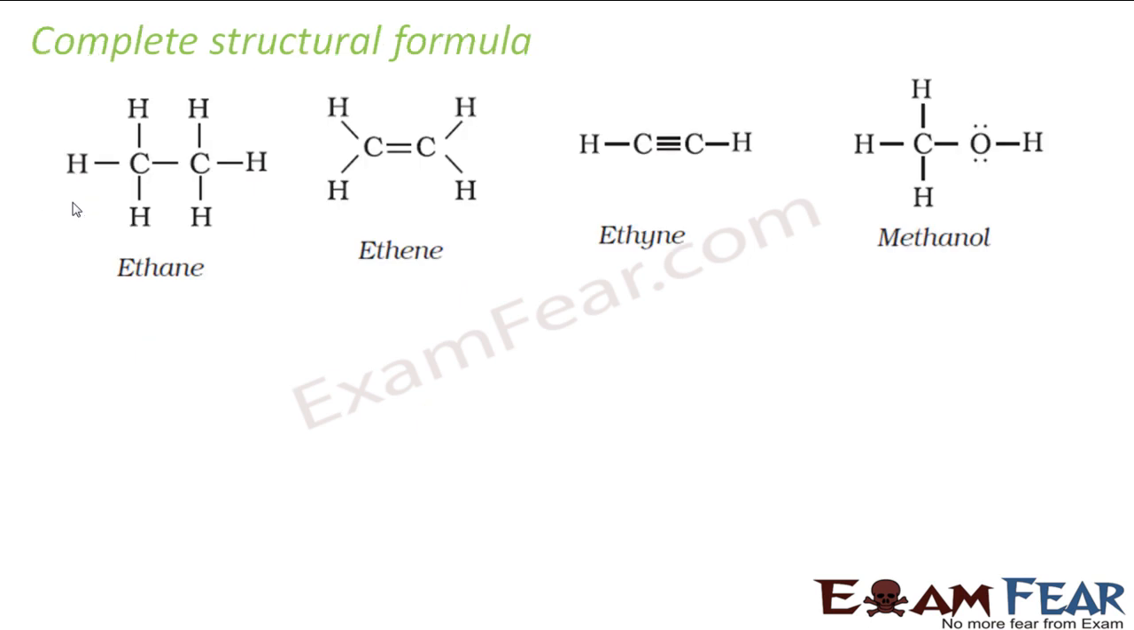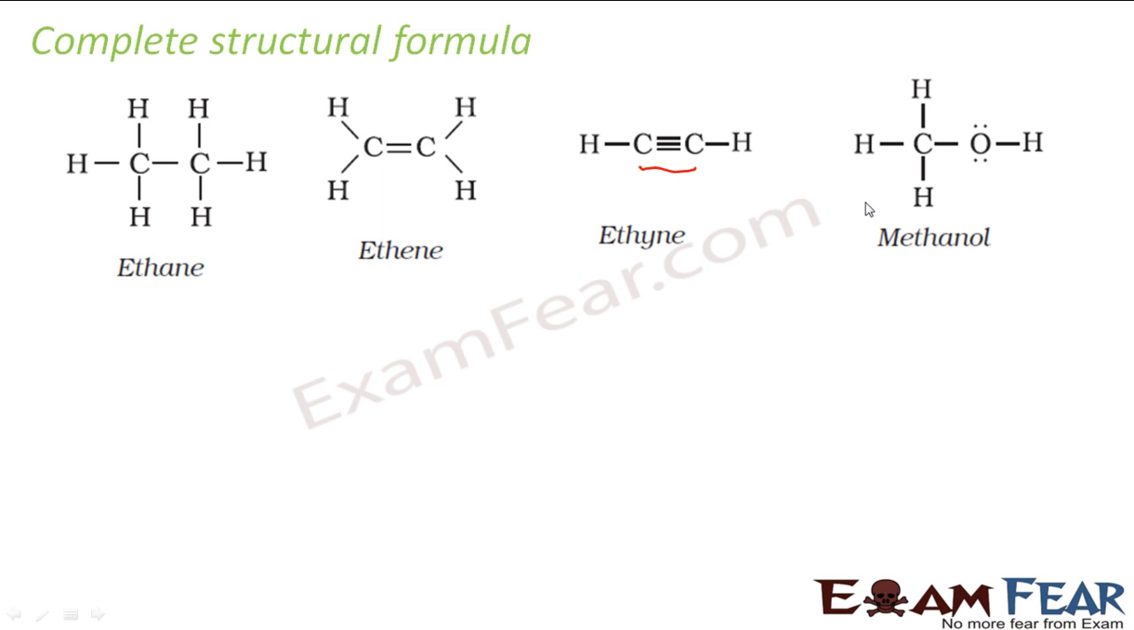The first is the complete structural formula. As I told you, for ethane, the structural formula exactly tells you how it looks. There are 2 carbons joined by a single bond, and each of these carbons has 3 hydrogens attached by single bonds. If you see ethene, 2 carbons are joined by a double bond and 2 hydrogens are attached to each of these carbons by single bonds. Similarly, in ethyne, these 2 carbons are joined by a triple bond and each carbon has a hydrogen attached with a single bond. Similarly, methanol looks like this. So the complete structural formula gives you an idea of how the structure is, right?